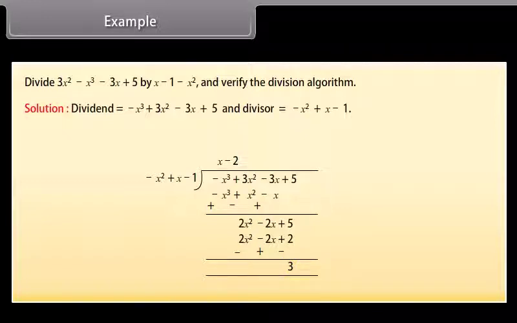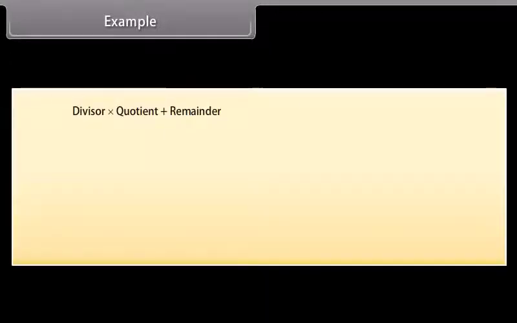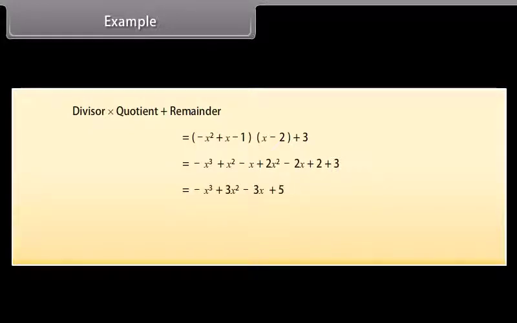Now to verify, let's see whether divisor times quotient plus remainder is equal to dividend or not. So, divisor times quotient plus remainder is equal to (minus x square plus x minus 1) times (x minus 2) plus 3, which equals minus x cube plus x square minus x plus 2x square minus 2x plus 2 plus 3, which equals minus x cube plus 3x square minus 3x plus 5, which is equal to the dividend. Hence verified.